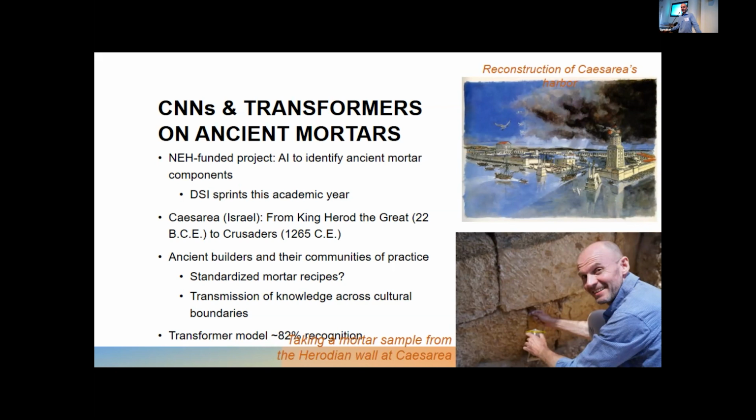And what we are doing, and actually continuing to do this year, is to collect different mortar samples from Caesarea, and Abby is right now heading the sprint meetings.